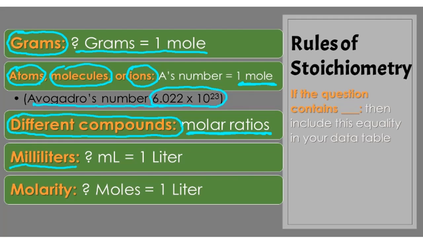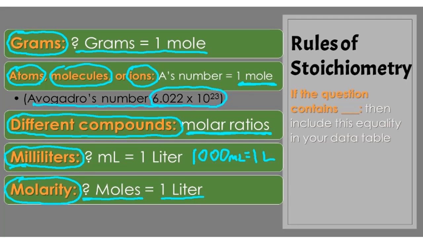Every time we saw milliliters, we had to include that conversion factor of 1,000 milliliters equals 1 liter. And every time the word molarity was brought up, we had to ask the question, how many moles of that substance would be in 1 liter? And so that's how you do these rules, and that's why I started off with the rules just to set the tone, and that's why we're reviewing them now that you've gotten a chance to see them in action.